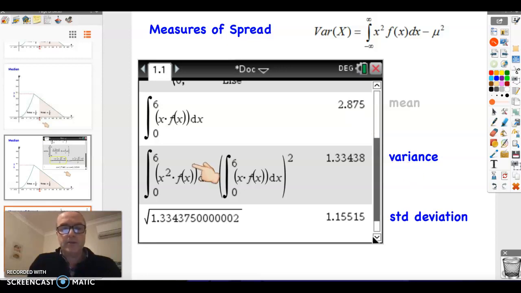And then finding the variance, we've got an integral from 0 to 6 of x squared times f of x minus the mean squared. I've copied and pasted that calculation for the mean in brackets squared, and we get a variance of approximately 1.33. Taking the square root of that value, we arrive at the standard deviation of the distribution, approximately 1.16. And so we can find the measures of spread for this distribution.